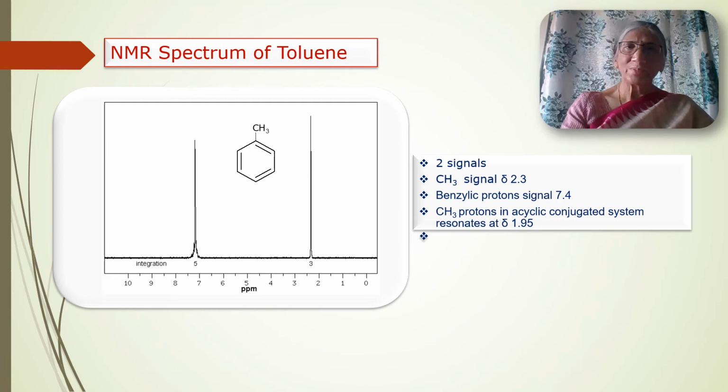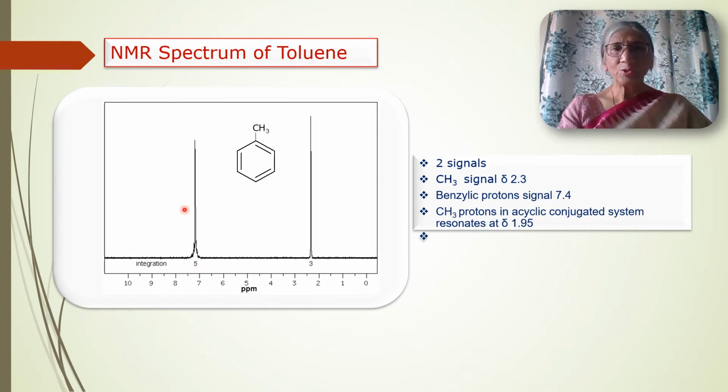This is the NMR spectrum of toluene. In toluene, there are 2 different types of protons, non-equivalent protons: 3 equivalent protons of the methyl group, and 5 equivalent protons of benzene, the benzylic protons. So one signal is seen close to 2.3 delta, and another signal is seen near about 7.2 delta. And this is the 5 equivalent benzylic protons.